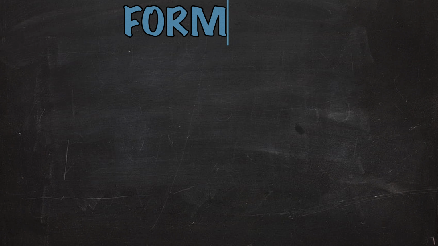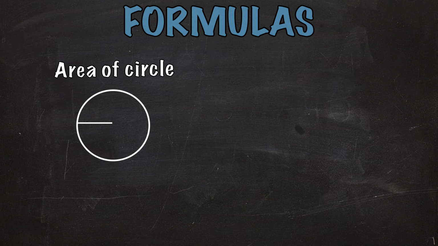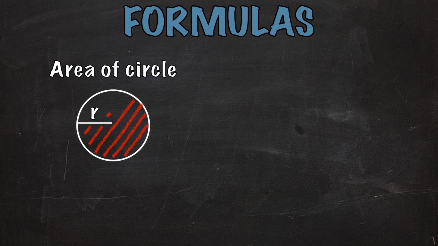So before we dive into any questions, we're going to look at some formulas. So the area of a circle. Now area means the amount of surface which is covered by an object. So how much surface is being covered by this circle. So our formula is area is equal to pi times the radius squared.